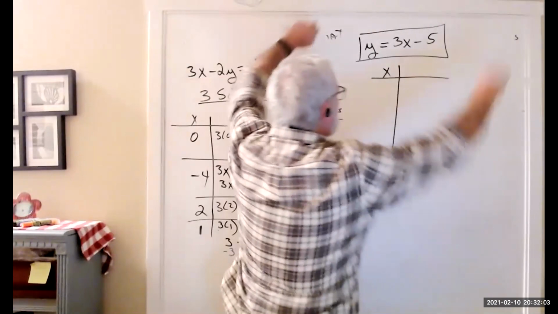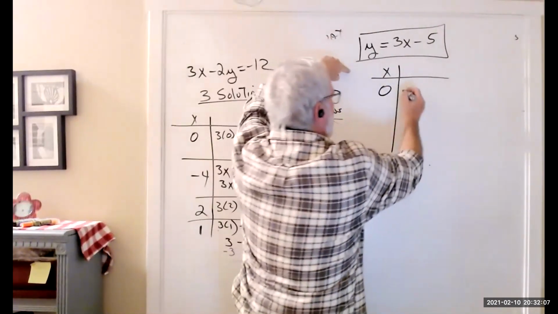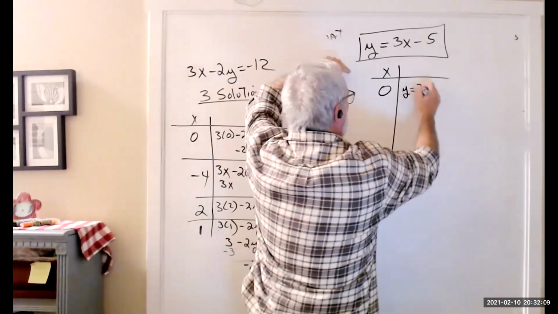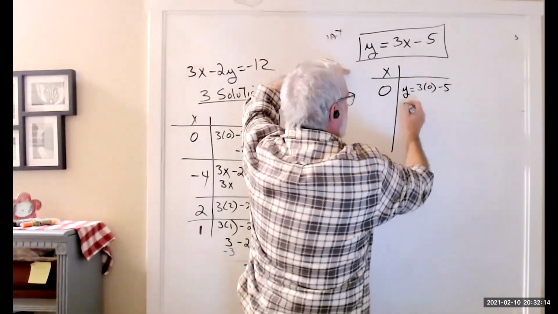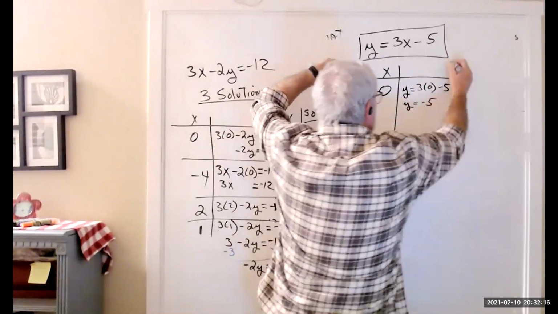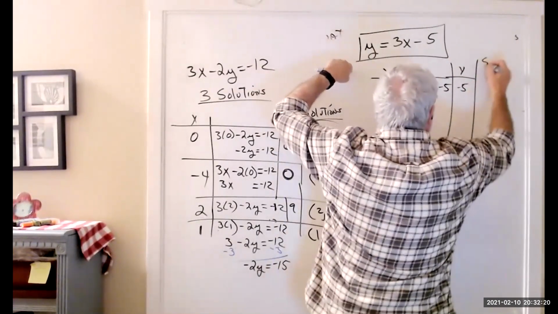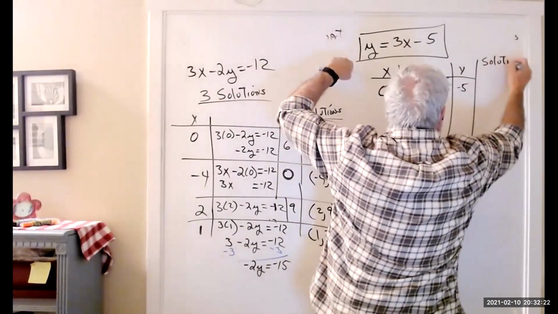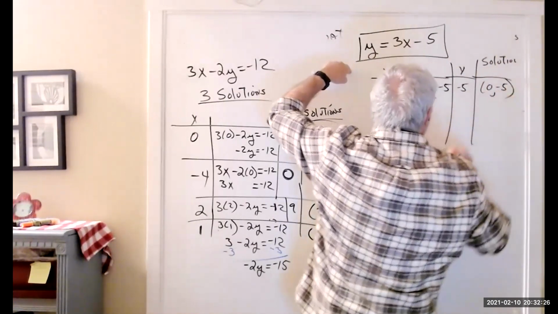All right, first thing we can start with 0 for x. That's easy, so we plug it in. So y equals 3 times 0 minus 5. So y equals negative 5. And so our solution, I'll get out of the way in a minute, is 0, negative 5. That was pretty easy.